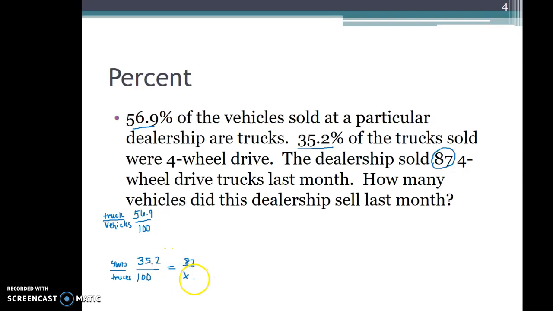Since I have 3 out of the 4 numbers, I'm going to go ahead and use cross products. So I'll multiply on the diagonal and get 35.2x is equal to 8700. Divide both sides to get x by itself. And that will give me x equals, and when I do this on my calculator, I get 247.159, and it continues. But seeing we're talking about trucks, I'm going to round to a whole number and have 247 trucks.